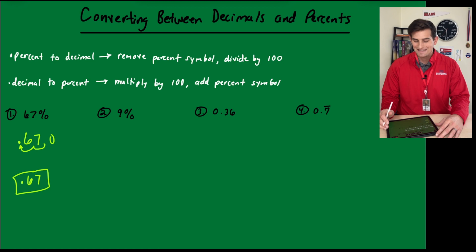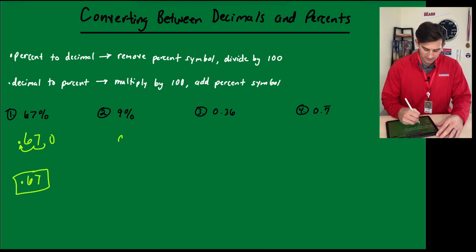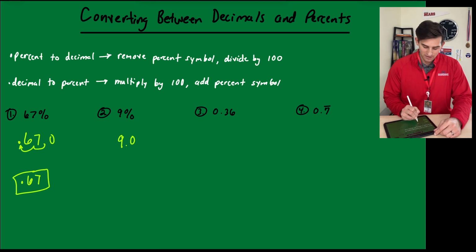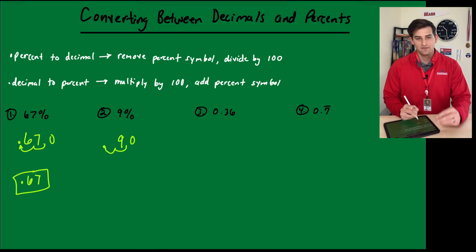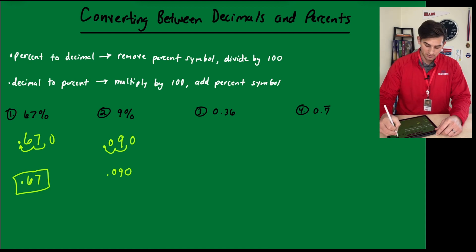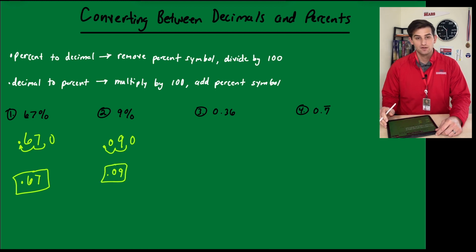Okay, number 2 is 9%. So this would be like 9.0 when we remove the percent symbol. And now we're going to divide by 100, so let's move the decimal 1, 2 to the left. But now notice here we have this open loop. Well, we're going to fill any open loops with zeros. So this would be 0.09, and we have this 0 here at the end, but we don't have to write that. That would simply be a placeholder. And so we can write 0.09 as our decimal. That is the same as 9%.